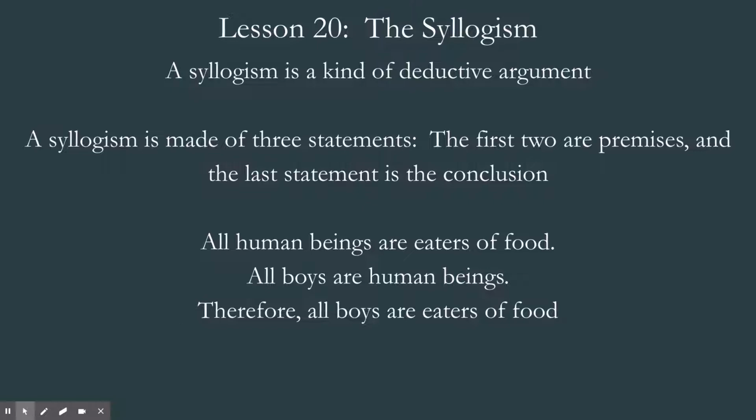So for example, here you go. All human beings are eaters of food. All boys are human beings. Therefore, all boys are eaters of food. That is a deductive argument, and it's a syllogism. Remember, a syllogism is a type of deductive argument. So we're going to be working with syllogisms for the rest of this semester. Deductive arguments made up of three statements, two premises, one conclusion. Yes. We'll get to that in a moment.